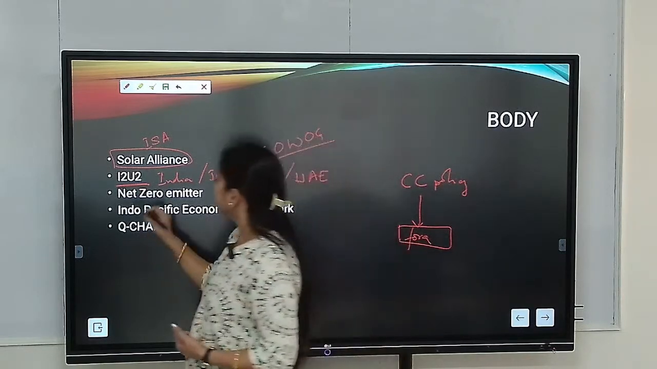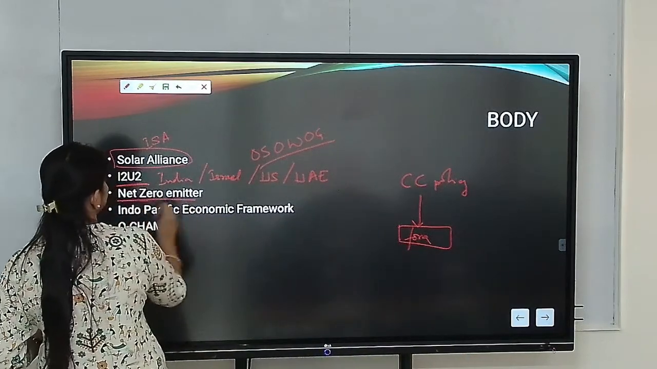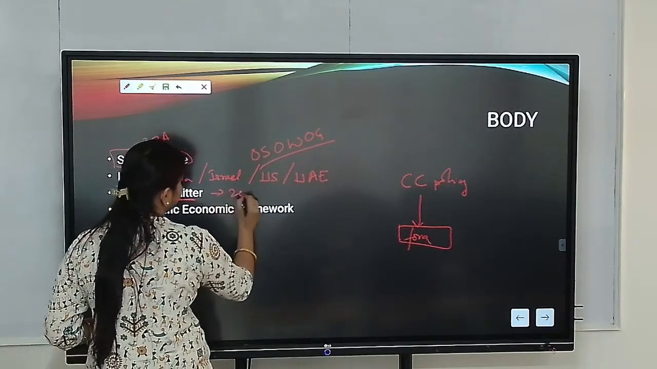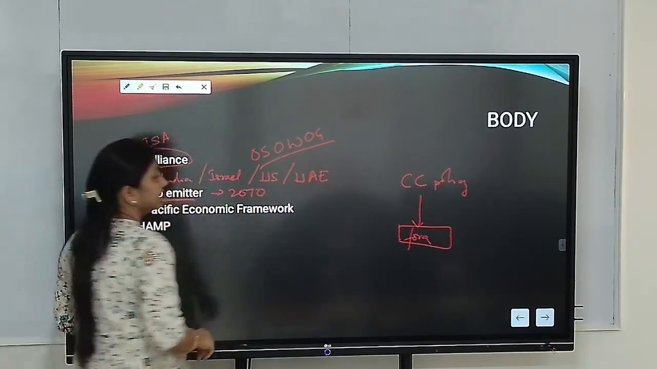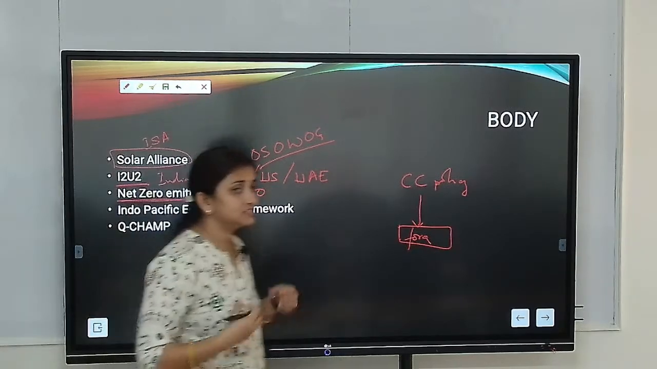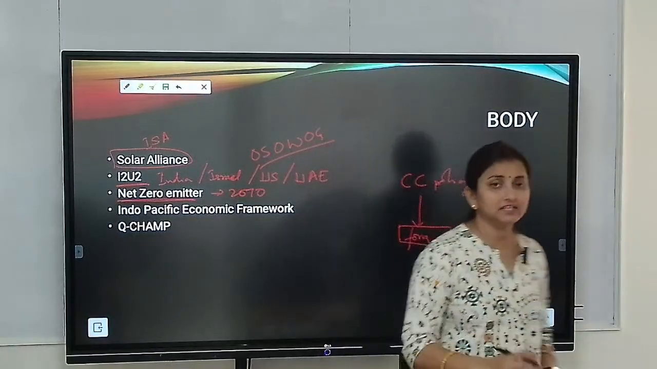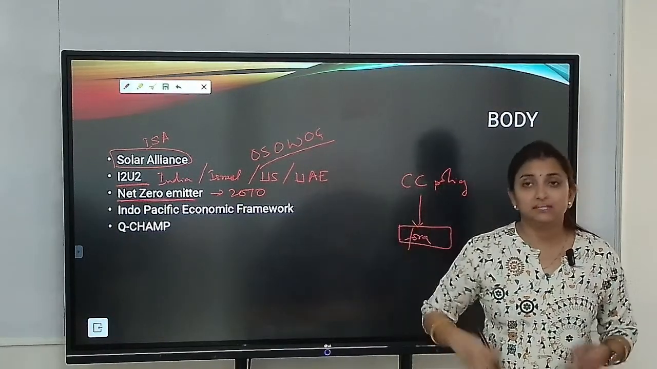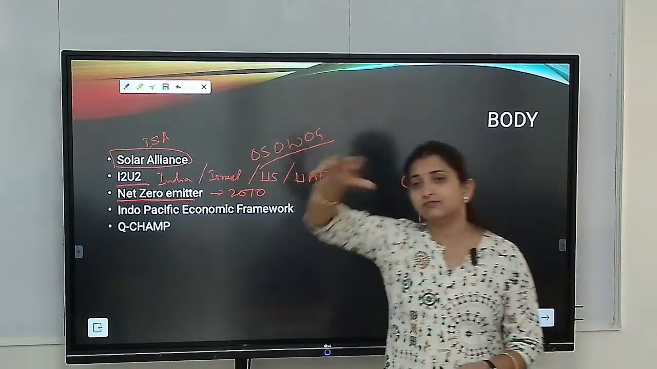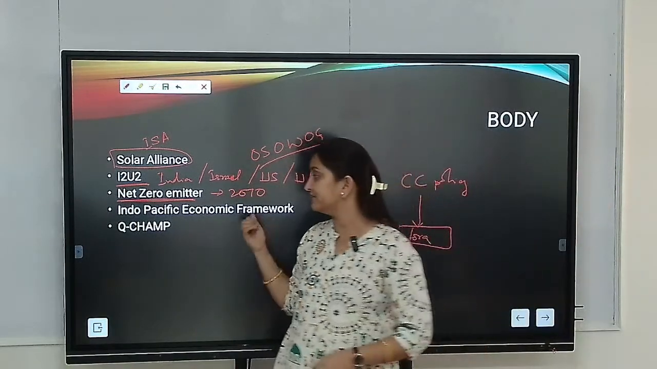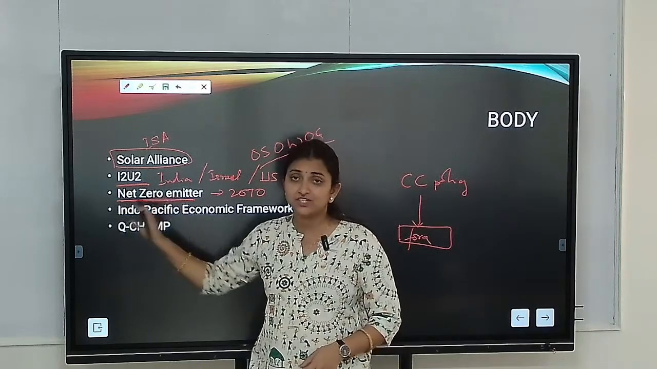Plus, we have also declared that we will become a net zero emitter by 2070. If we are calling ourselves a net zero emitter, it does not mean that the emission will become zero. It means that whatever we are emitting will be reabsorbed by 2070. That is the meaning of net zero emitter.